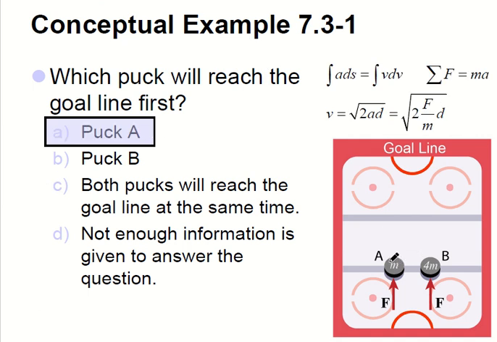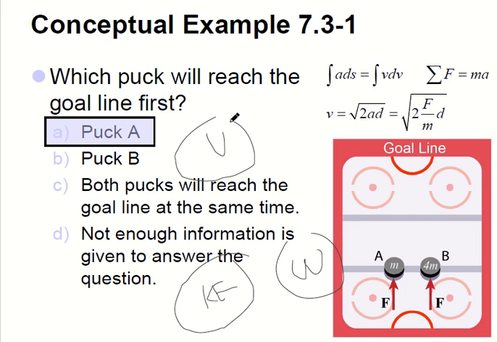And puck A is faster. It will get to the goal line first, even though they do the same amount of work. Okay, so that's the differentiation between the motion velocity, the kinetic energy, and the work done. Okay, how they relate to each other, and you have to be able to understand those 3 situations very, very clearly. Okay, so again, that comes from experience, years of studying and years of doing an incredible amount of problems, by the way.